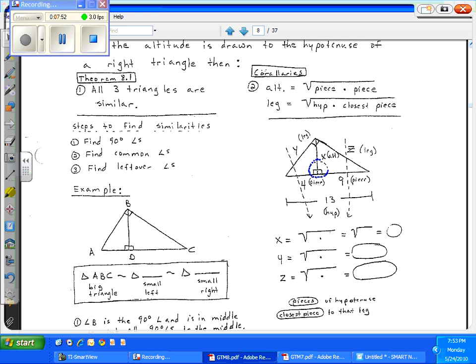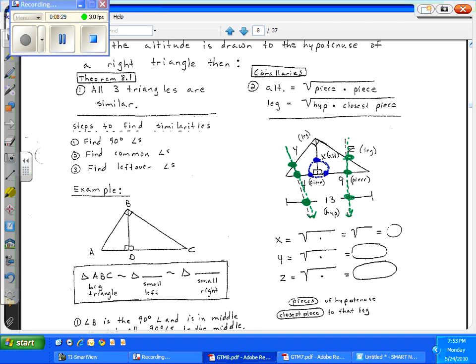So again, altitude is the geometric mean between the two pieces of the hypotenuse. Either leg is a geometric mean between the hypotenuse and the segment of the hypotenuse adjacent to that leg. The little blue circle hits the altitude in the two pieces. Altitude is the geometric mean between the two pieces. This little green hits this leg, the piece closest to that leg, and the hypotenuse. This leg is the geometric mean between the hypotenuse and the piece closest to it.